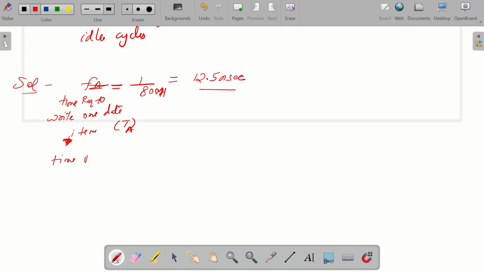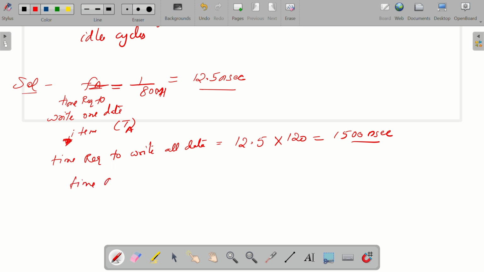Okay, and we'll now find the time that is required to write all the data. Since we have previously seen in the question that there are 120 data items which are passed, the burst length is 120. Since the time that is required to write one data is 12.5, the time required to write all the data, that is 120 data items, is 12.5 into 120, which is nothing but 1500 nanoseconds.